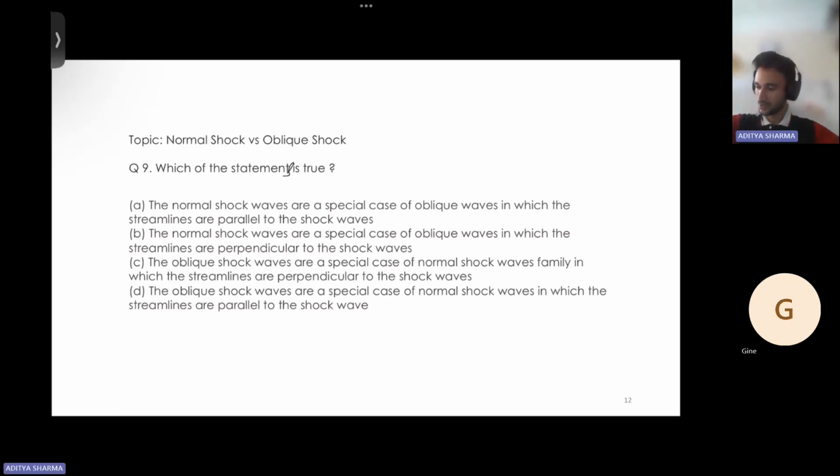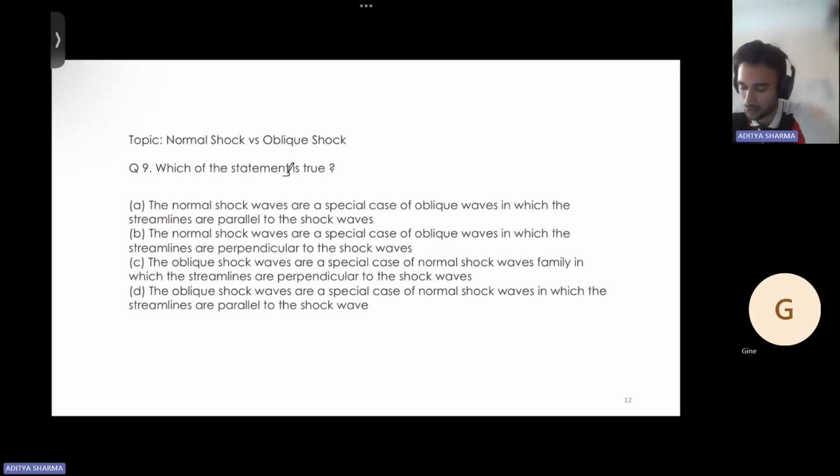No answer. Okay, then let me answer this. If we see the pattern of the options, these statements are almost similar, but a few things have been changed or tweaked, right? So let's take one statement: the normal shock waves are a special case of oblique shock waves in which the streamlines are parallel to the shock waves. This is the first statement, right?